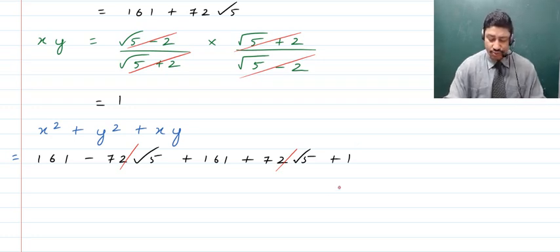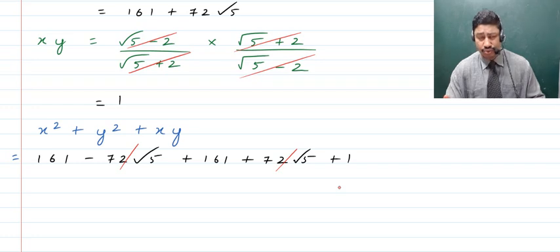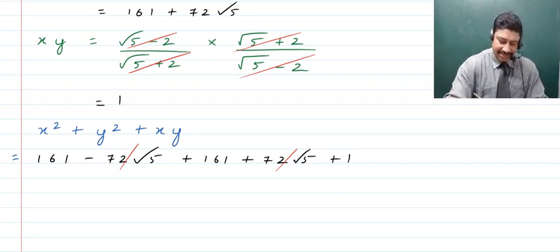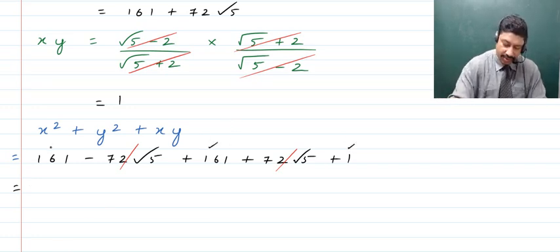One is 72 root 5 and the other is also 72 root 5. One has a minus sign and the other has a plus sign, so obviously they will just get cancelled, just like 2 and minus 2 get cancelled. Now next, what you do is you will add these three terms, that is 1 with 161 with 161.